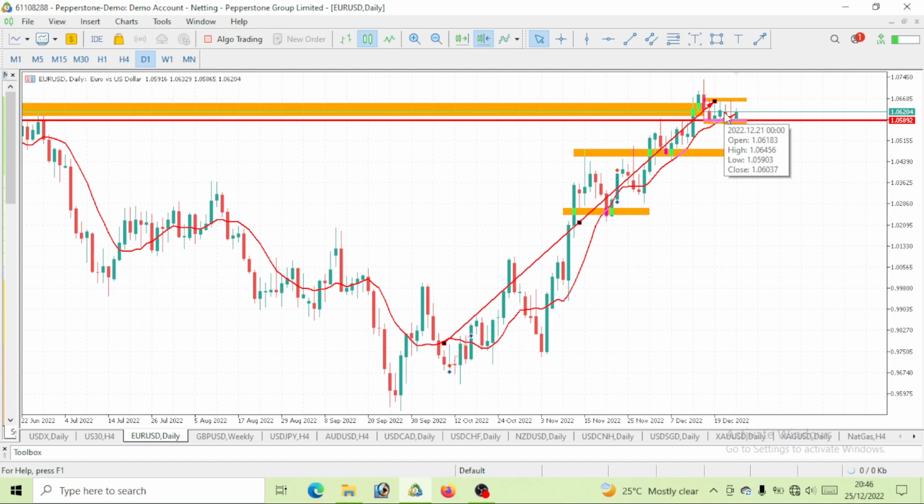And the third question you want to ask yourself: has a pullback been made? We can see that this pullback has been made. Now we are waiting for a bullish move to be made. Now this is it, right?